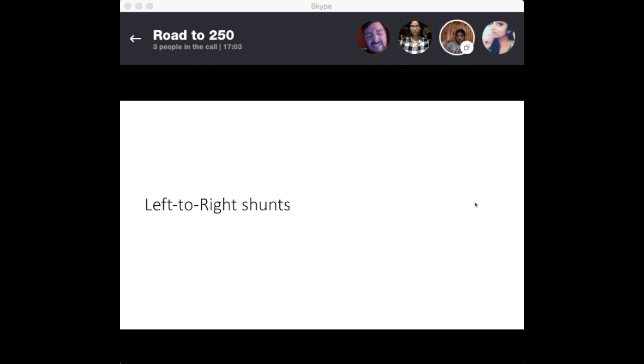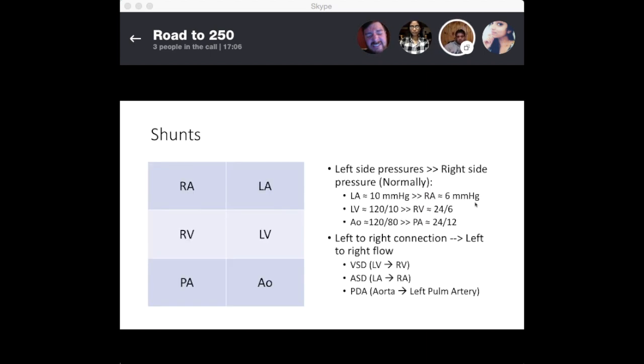So today we're just going to talk about the left to right shunts. Typically, as we know, blood goes this way. Normally left-sided pressure is always greater than the right-sided pressure. These are general pressures you would see in the left atria and right atria, just to show you that normally left-sided pressures are greater. And left to right connections equal left to right flow. So when you have a VSD, which is left ventricle to right ventricle, or ASD, it's always flowing from the left to right side, and PDA, obviously, from the aorta to pulmonary artery.